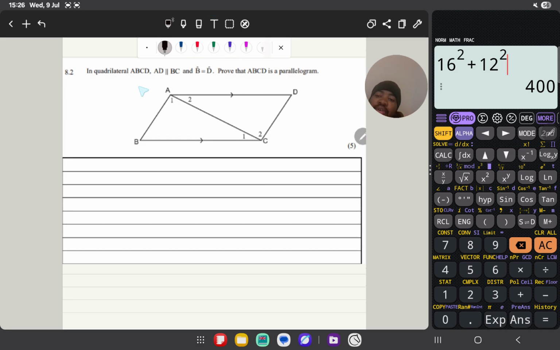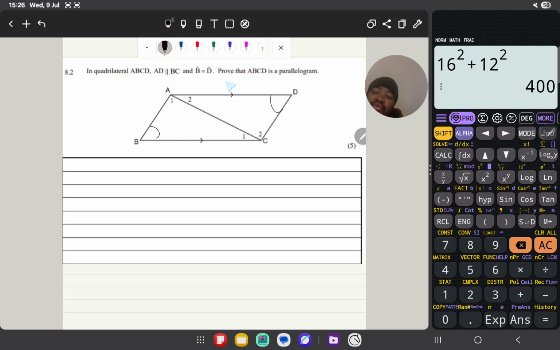Here we are told of this ABCD being a parallelogram, and they tell us that AD and BC are parallel. That is given to us. They also tell us that this is equal to that. They tell us that these opposite angles are equal, right?